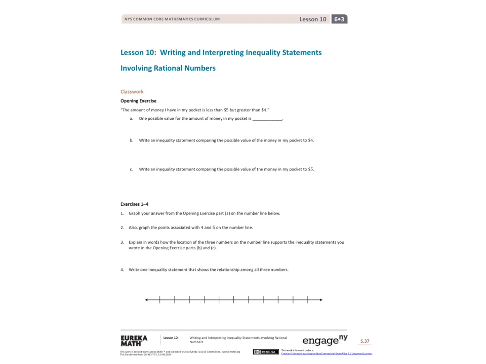So we are on lesson 10. This is in module 3, and you're writing and interpreting inequality statements involving rational numbers. Just saying that makes me sound a little bit smarter. So the opening exercise.